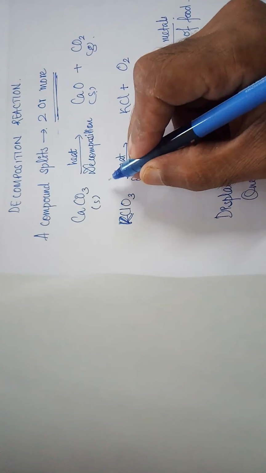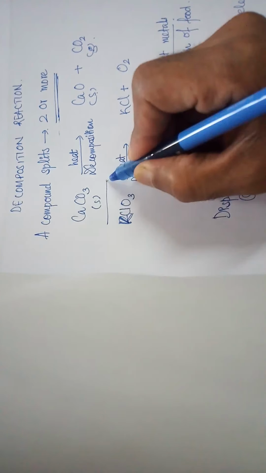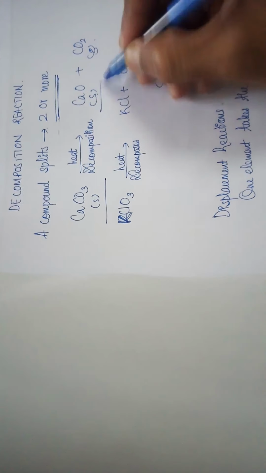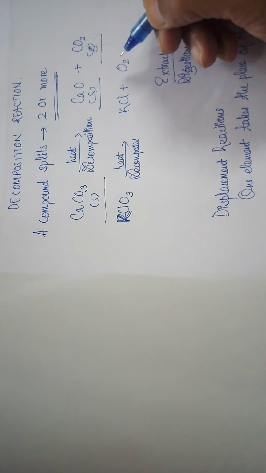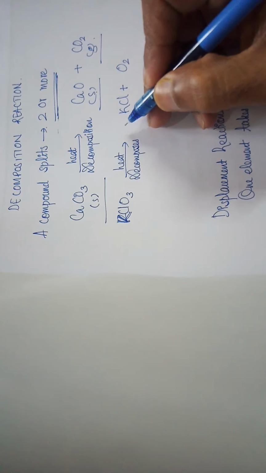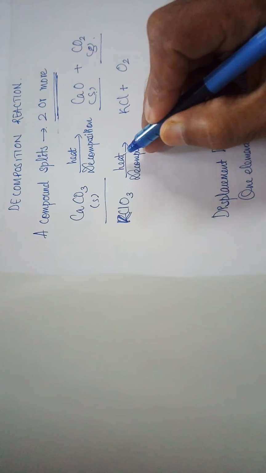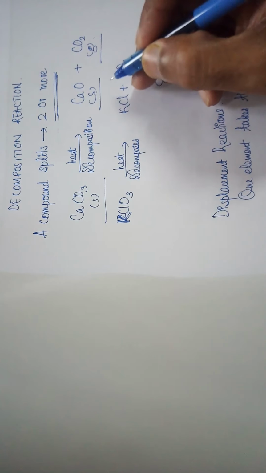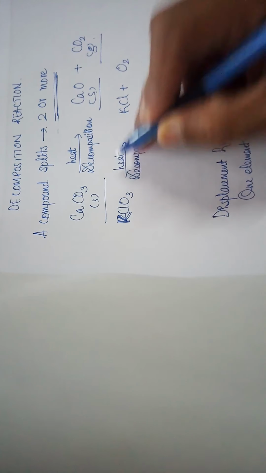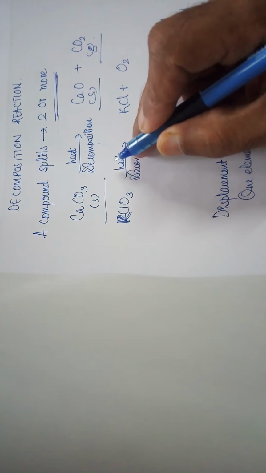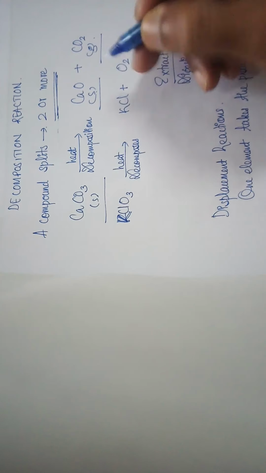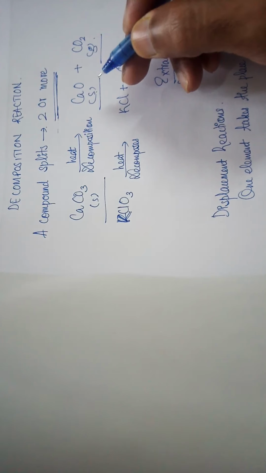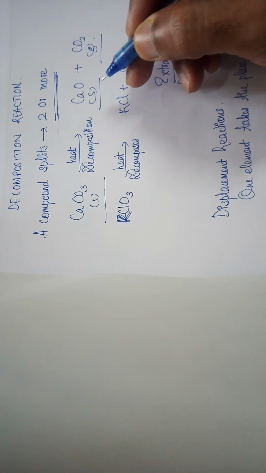In this reaction, one substance, calcium carbonate, is breaking up into two simpler substances, calcium oxide and carbon dioxide. So this is a decomposition reaction. Calcium carbonate is also called limestone, as I told you earlier, and calcium oxide is formed from calcium carbonate and is known as lime or quicklime. When it is mixed with water, what will be formed? That is calcium hydroxide, that you know.